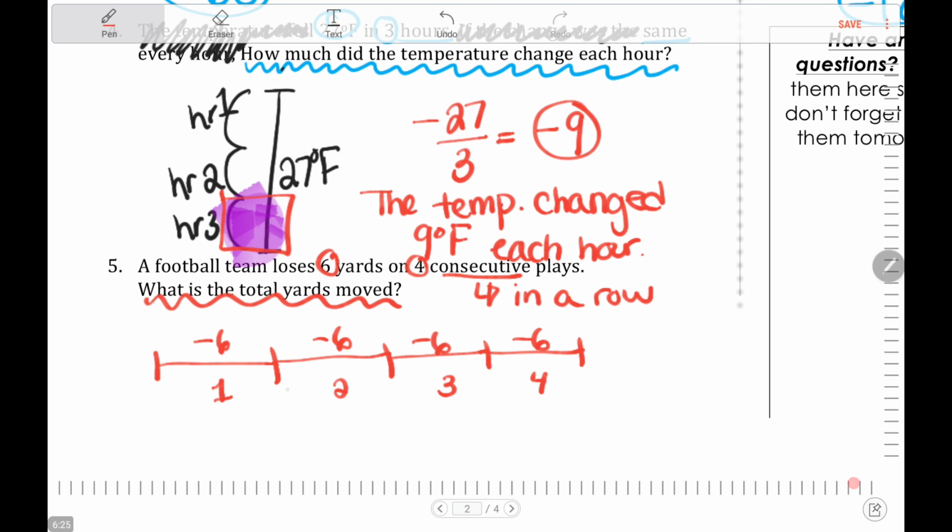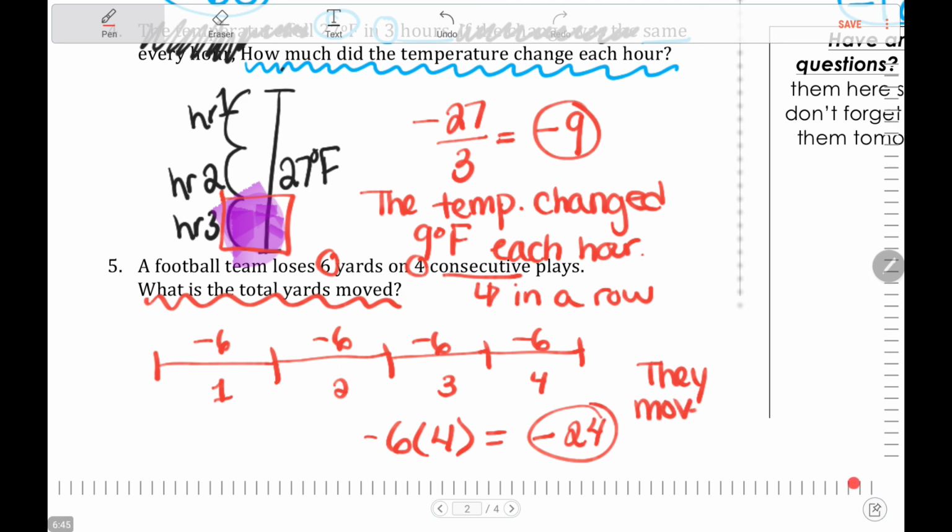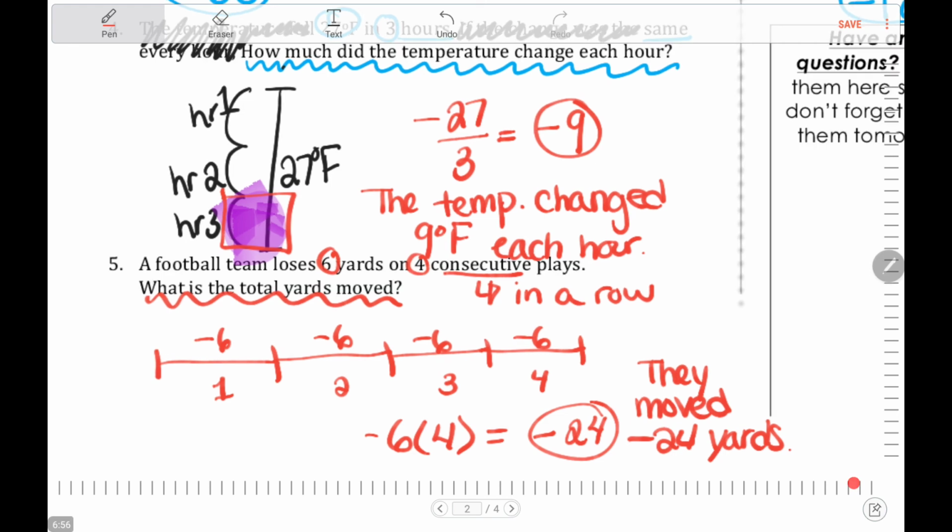So, what operation is that? So now I can either add all these 4 things, or I can just multiply 6 and 4. And since they're losing it, it's negative. And my answer is -24. So they moved -24 yards. Okay, and it's negative yards because they're going backwards. They're not going forward. Okay.